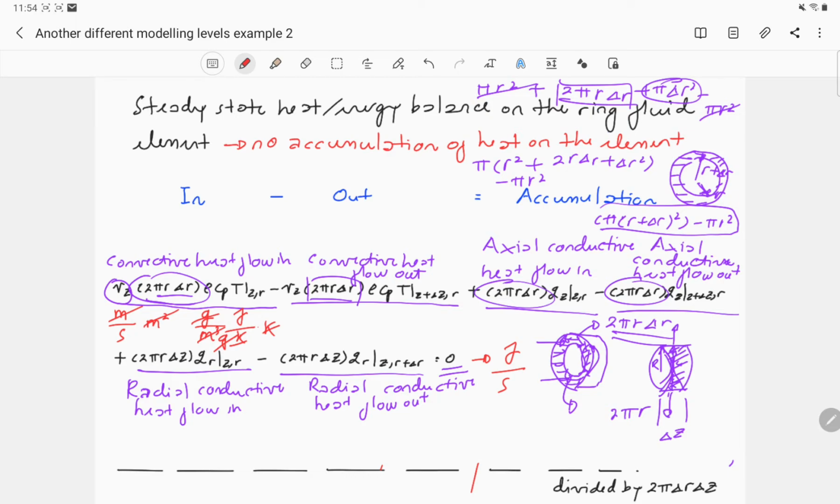Okay, so this axial conductive heat flow is the same. It will be meter square, that will be joule per second, meter square. So this one will be cancelled with this one, and then likewise with the radial conductive heat flow in, that will be the same with the out one. Okay, so this will be joule per second.